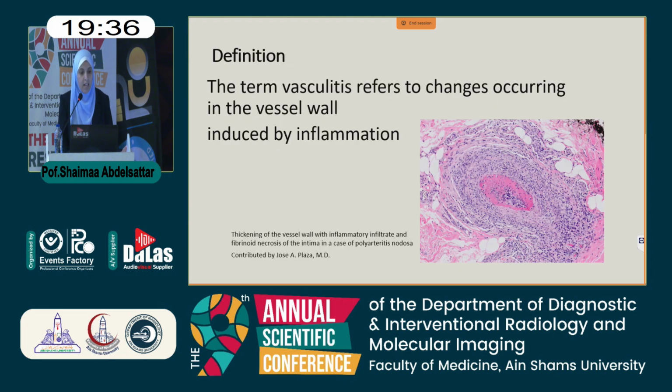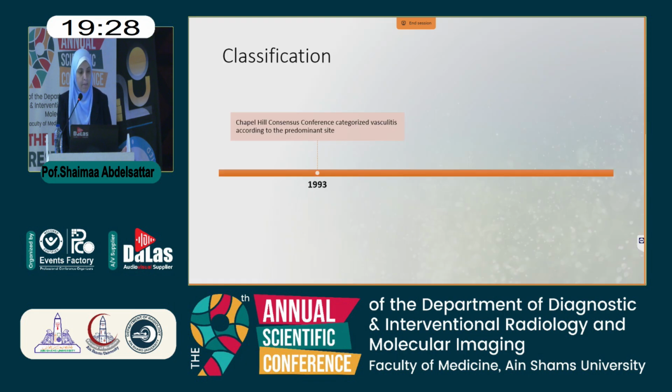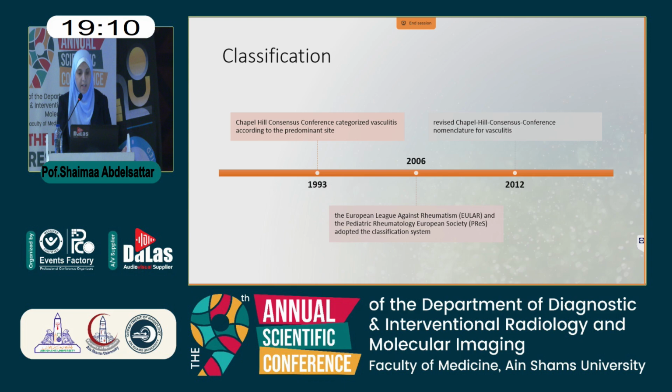The term vasculitis refers to changes occurring in the vessel wall induced by inflammation. Classification started in 1993, where the Chapel Hill Consensus Conference categorized vasculitis according to the predominant site. Then in 2006, the European League Against Rheumatism and the Pediatric Rheumatology European Society adopted the classification system. And then in 2012, the Chapel Hill Consensus Conference revised the nomenclature for vasculitis.